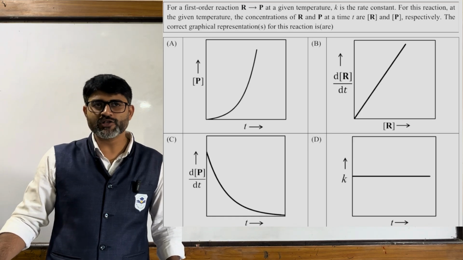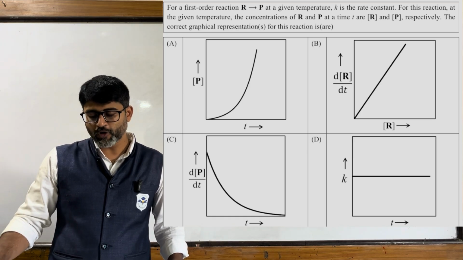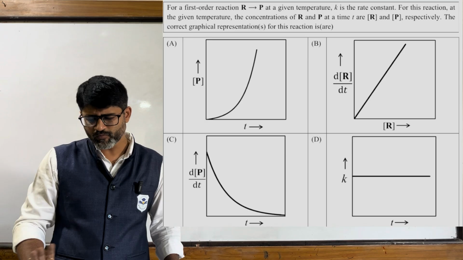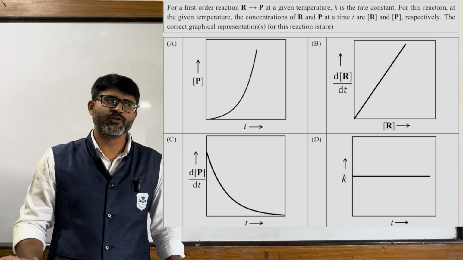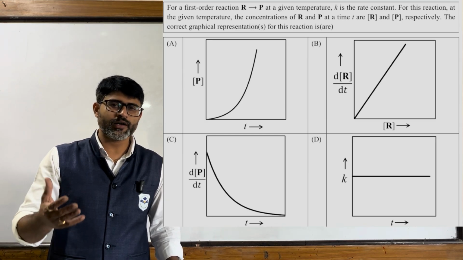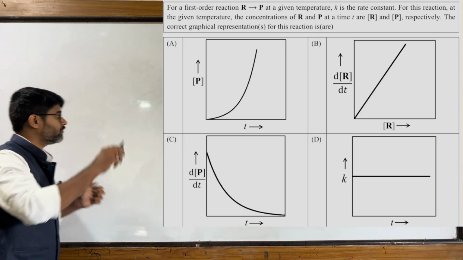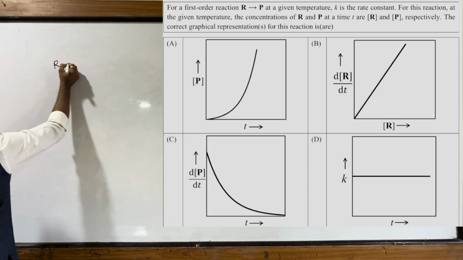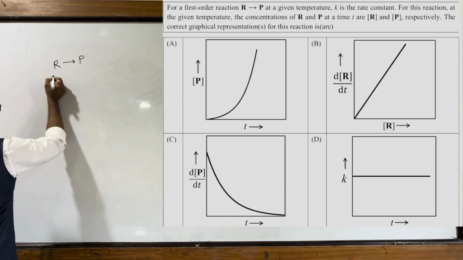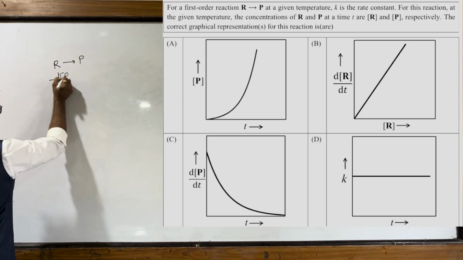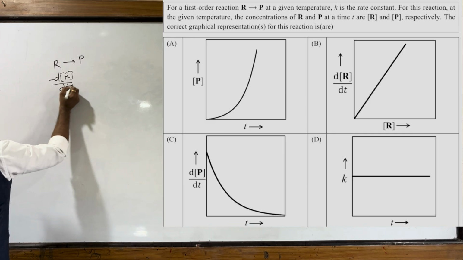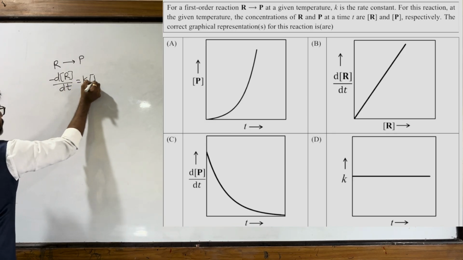This is a multiple choice question, so more than one option is correct. For the first order reaction, you have to check whether the graphs are correct or not. So for the first order reaction, the reactant is converting to product. We have -d[R]/dt is equal to k times the concentration of reactant.